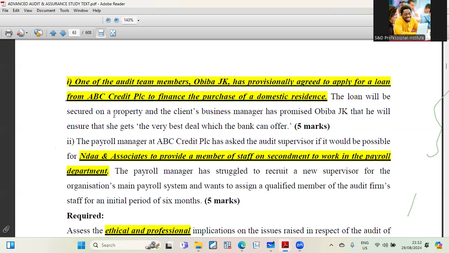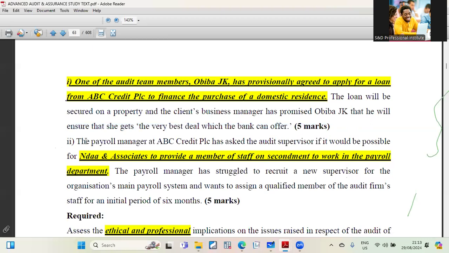The loan will be secured on a property, and the client business manager has promised Obiba JK that he will ensure that he gets the very best deal the bank can offer. So this is the question we got from the EMBA student.